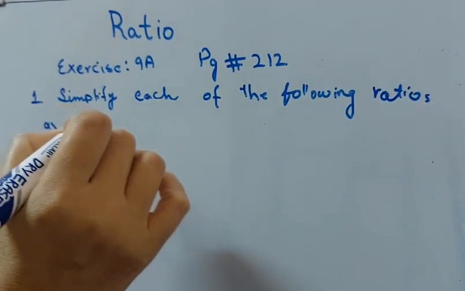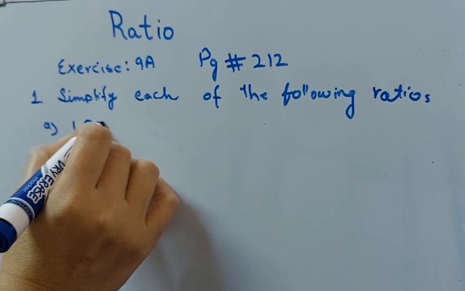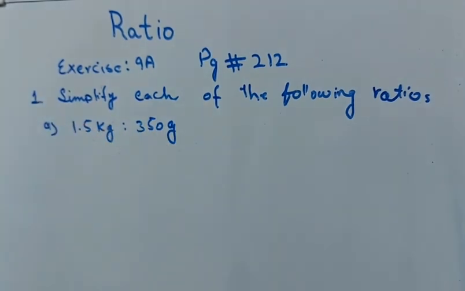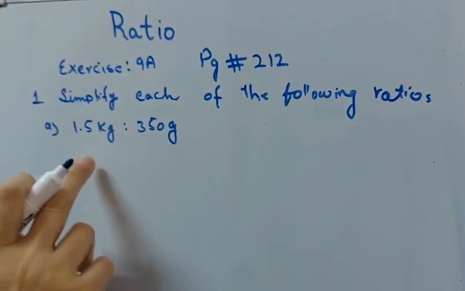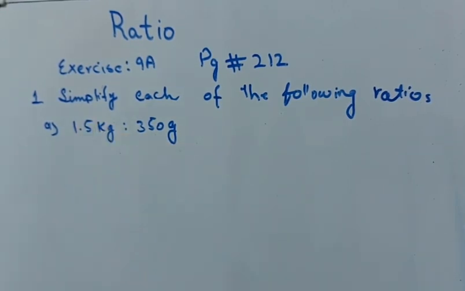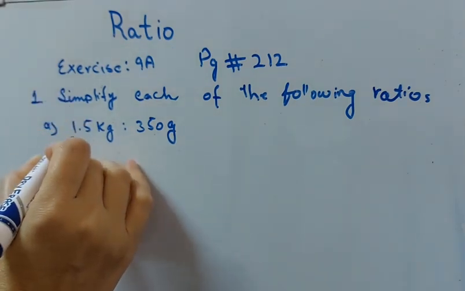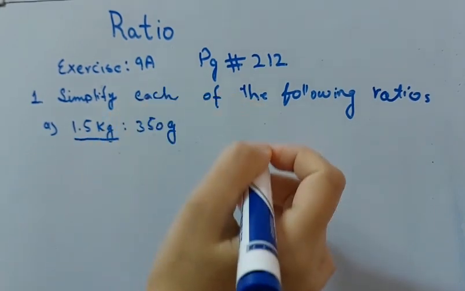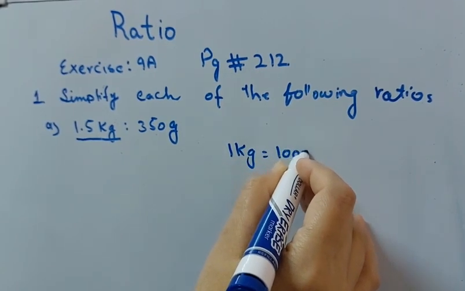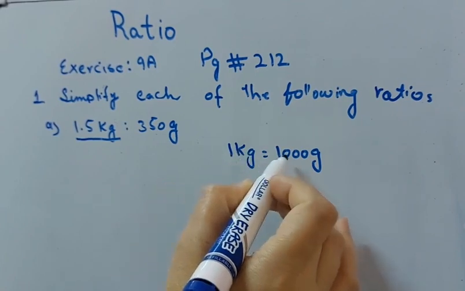Part A is 1.5 kg ratio 350 grams. So first of all we have to change either kilograms into grams or grams into kilograms so that they both come into the same unit. As we know, the ratio is always calculated between similar quantities, quantities carrying the same units. So we are going to convert 1.5 kg into grams. Okay, look, 1 kg is equal to what? 1000 grams. So 1 kilogram is equal to 1000 grams.